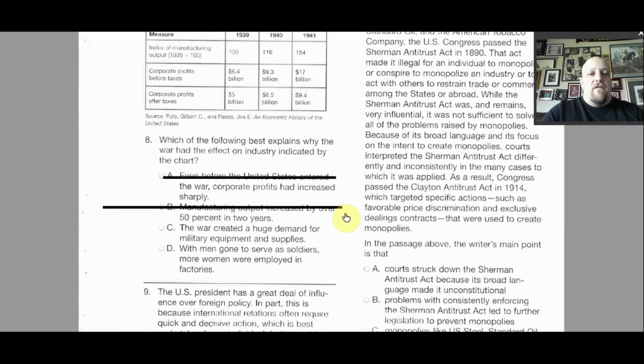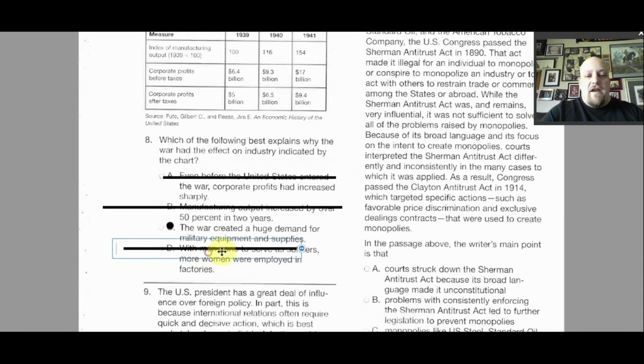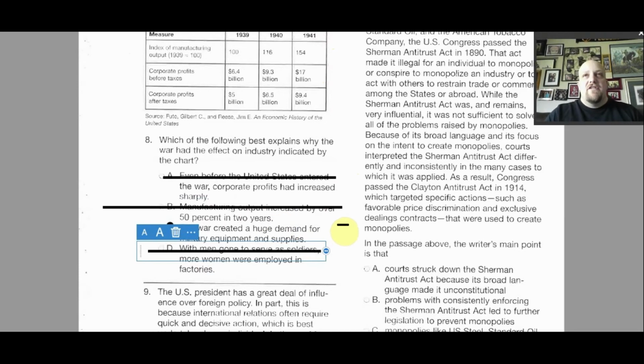But we know for a fact, absolute fact, that demand jumped for military equipment. So we're going to go ahead and check that one. And obviously this one you can go ahead and ignore. So that's your answer for that. Sometimes it's easy to get lost between two options because there might be two good answers. But you have to pick the one that's better supported.